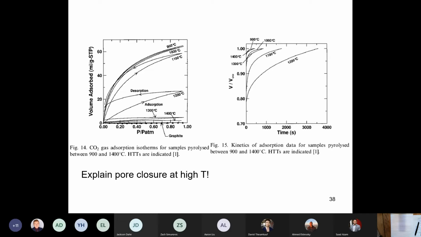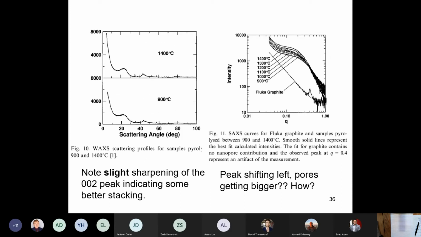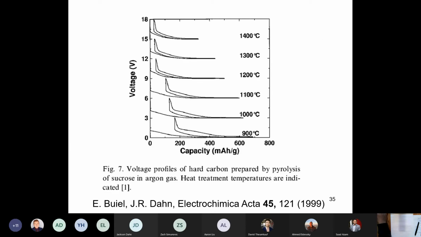So let's just go back 3 slides. So let's look at this, okay? At 900 and 1,000 degrees or 1,100, we have this very long low voltage plateau where lithium can go within this nanoporous carbon and come out at very low voltage.